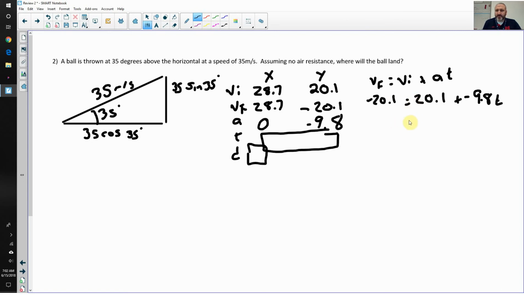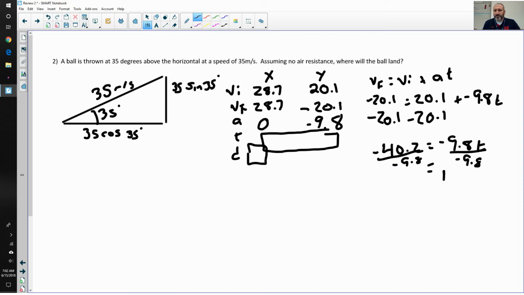Your next step is going to be to subtract 20.1 from both sides. Now you're going to end up with negative 40.2, which equals negative 9.8 times t. Divide both sides by negative 9.8, and you should end up with a time that is 4.1 seconds. So that can go here.